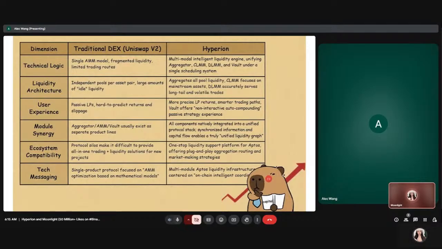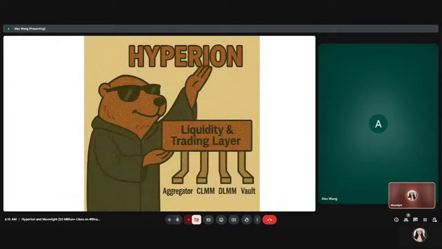Nice. Thank you so much, Alex, for letting us know about that. Everyone, be sure to check out Hyperion on X and also check out their website, because this is definitely not just another AMM, right? It's a multi-model liquidity engine. By combining aggregator logic, CLMMs and DLMMs, and vaults into one integrated graph, Hyperion avoids liquidity fragmentation and maximizes capital efficiency. It's kind of like replacing a bunch of scattered tools with a single powerful machine. Very impressive, Hyperion.